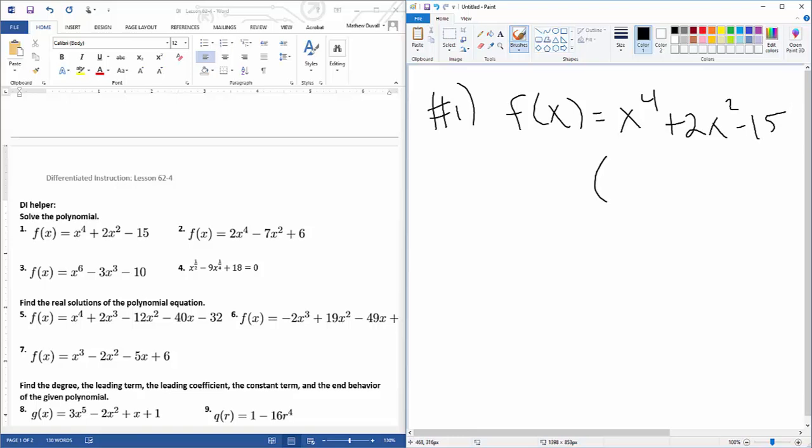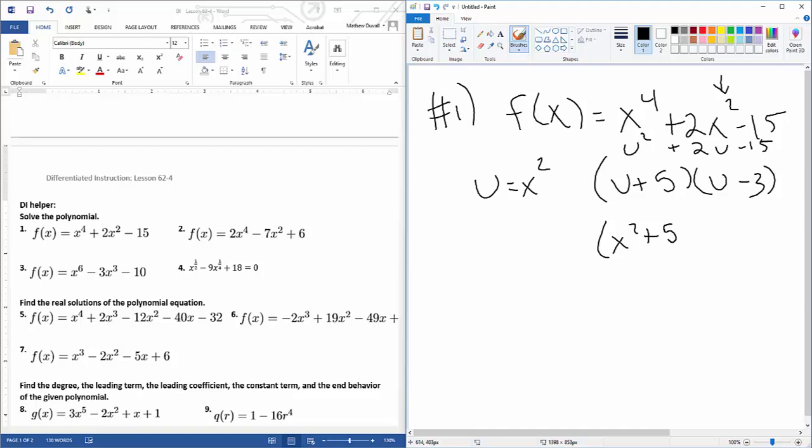And so we're going to say u equals x squared. So generally speaking, u is going to be that number there. And so this becomes u squared plus 2u minus 15. And so this is going to factor into u plus 5 and u minus 3. And then you substitute x squared back in. And then you set each one equal to 0 and solve.